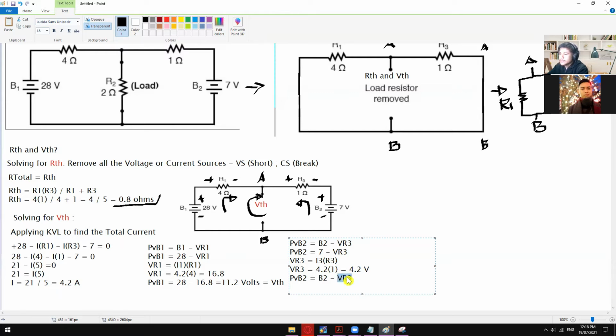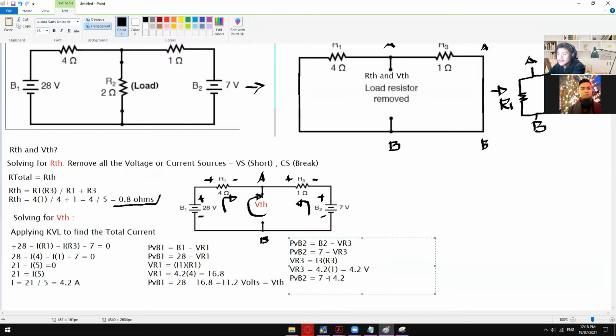So VR3 is 4.2 volts. Okay, and then B2 is 7 volts. Oops, my bad, there seems to be a mistake. Positive 7. I see, my bad. So it's not negative.